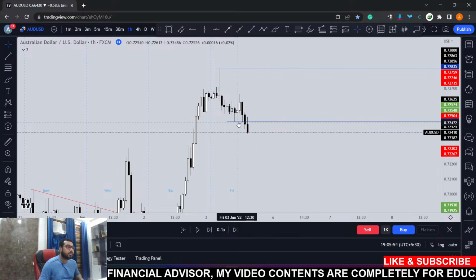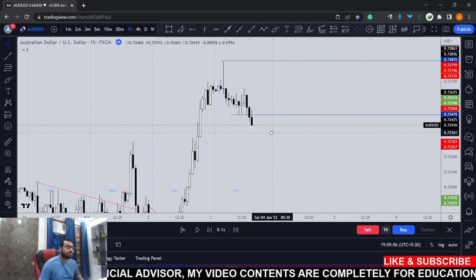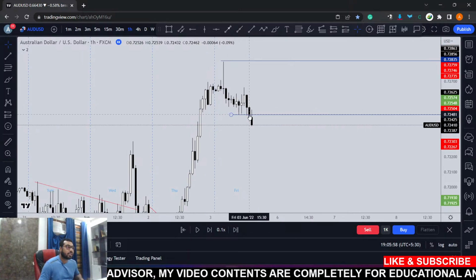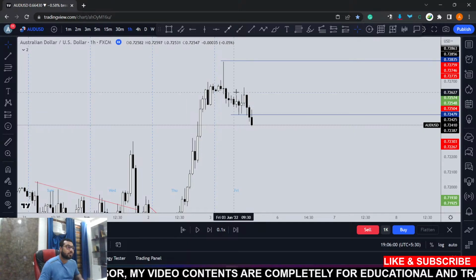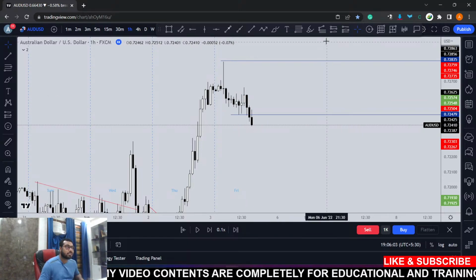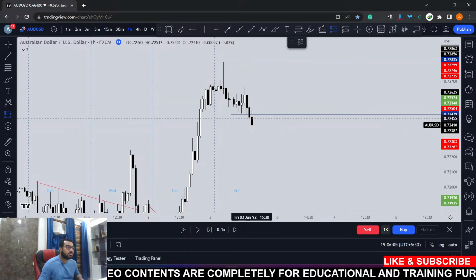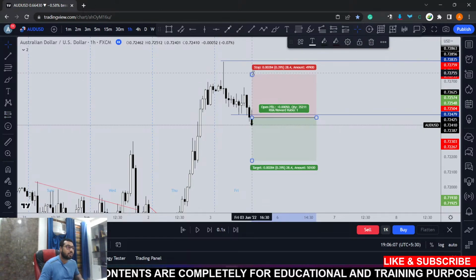The market has started continuing its move to the downside. Here I did not take the entry because it just broke the low, retraced, broke the high, retraced. Now you can see that the market is trying to continue its move. Get an entry.